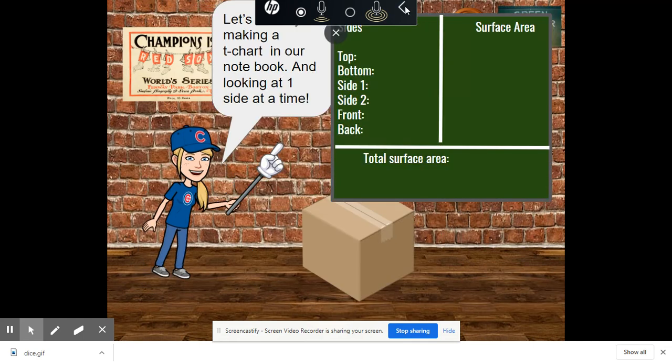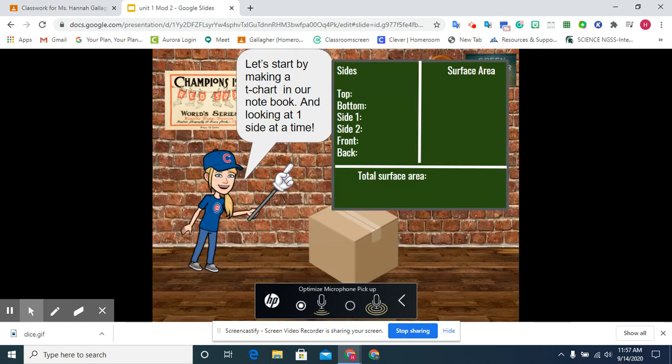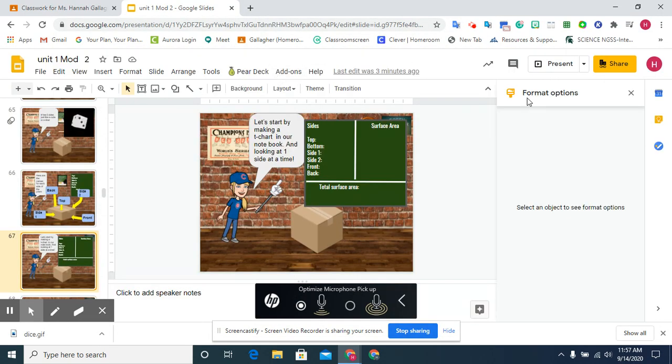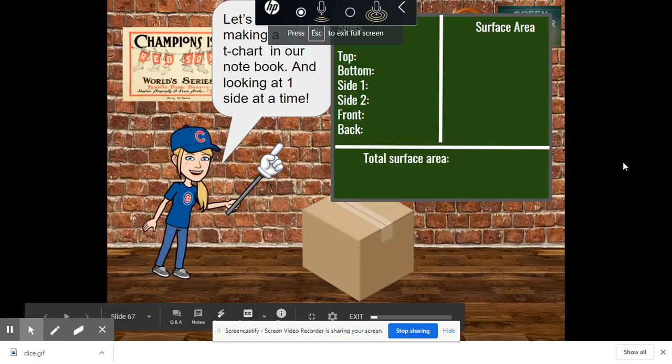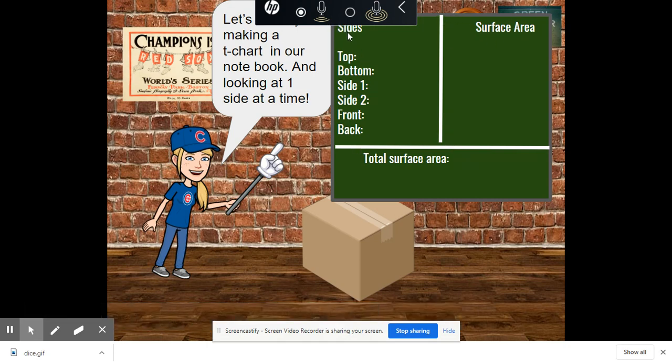Let's start by making a T-chart in our math notebook, looking at one side at a time. Everyone go ahead and draw this T-chart with the sides on this side and surface area on the other. Then underneath we'll do total surface area. You need to write top, bottom, side 1, side 2, front, back. Take a minute if you need to, and you can pause this while you write that down.